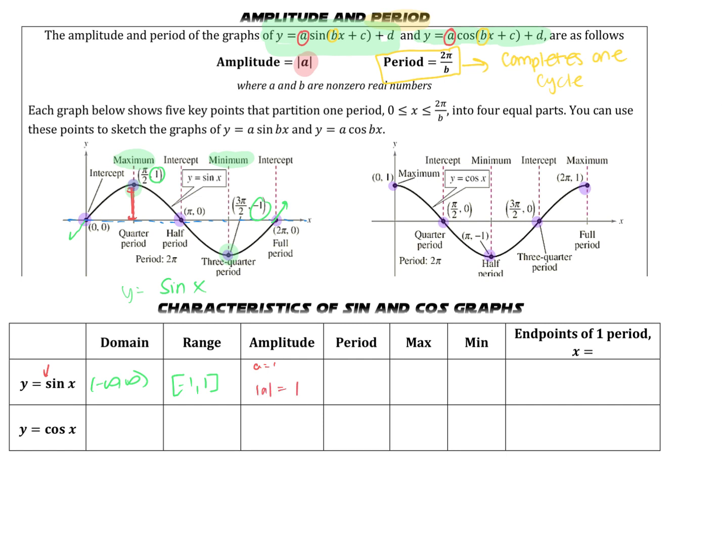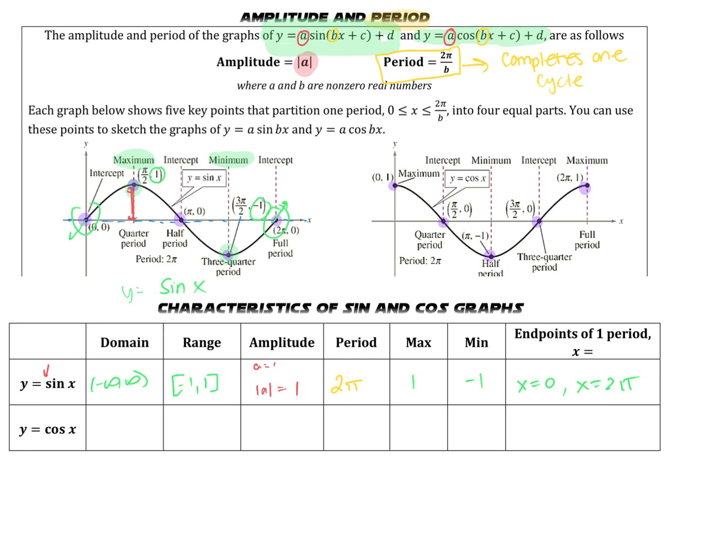The period is going to be 2 pi divided by b, and in this case, b is 1, so the period is 2 pi. And then we talked about our maximum being 1 and our minimum being negative 1. That's how we identified our range. And the endpoints we can see for this period that we're looking at are x equals 0 and x equals 2 pi. That's where we start and where we end.